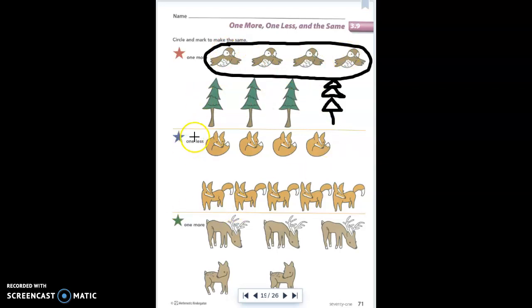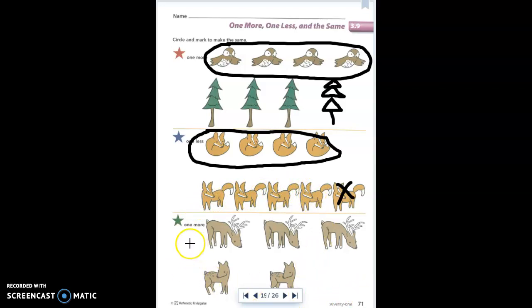Let's look at this one by the blue star. This time they want me to circle the group that has one less. So I have some foxes that are curled up. 1, 2, 3, 4, and I have some foxes that are standing up. 1, 2, 3, 4, 5. The group that has one less would be 4. 4 is one less than 5, so I'm going to circle this group, and in order to make this group equal with this top group, I would need to X out one of the standing foxes. Now I have 4 foxes who are laying down and 4 foxes who are standing up.